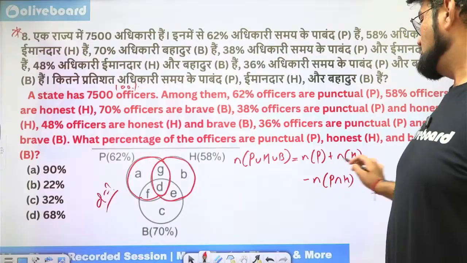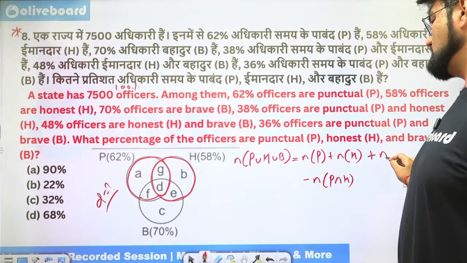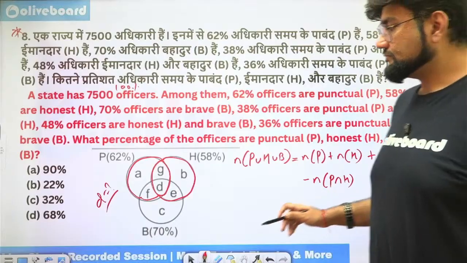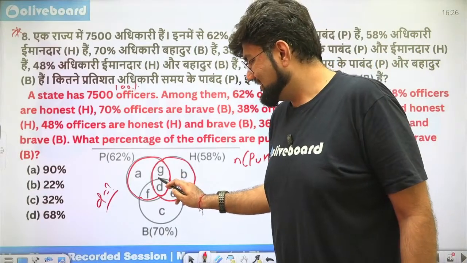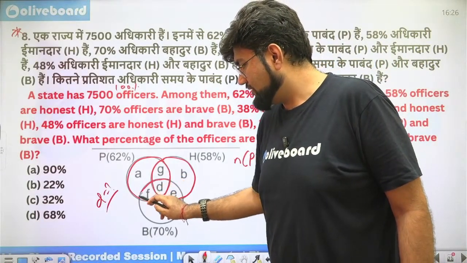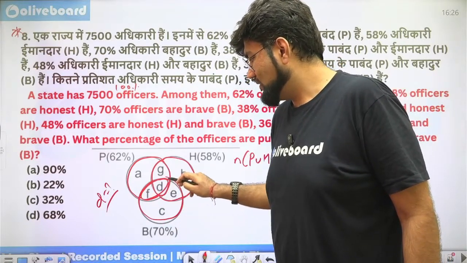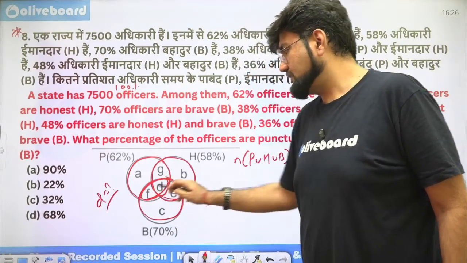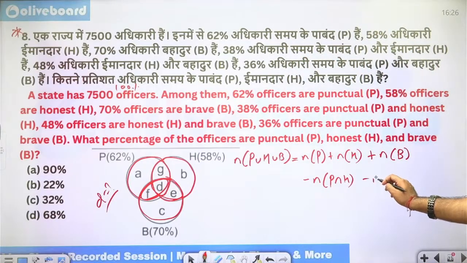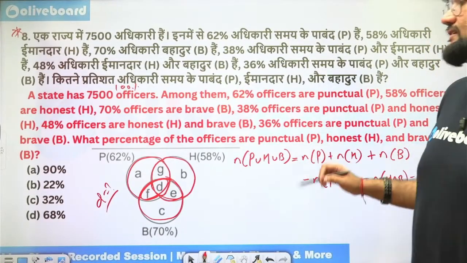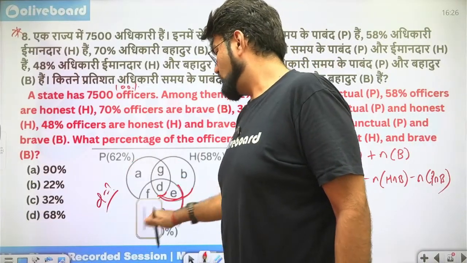Now we will add the third element, brave. When we add this here, again we are generating this as a common figure and this also as a common figure. So we need to, because we are adding this twice now and this also twice now. So we'll subtract this area and this area. So we'll say minus n of H intersection B and minus n of P intersection B. Right? When I do that successfully, the problem is, what am I left with now?